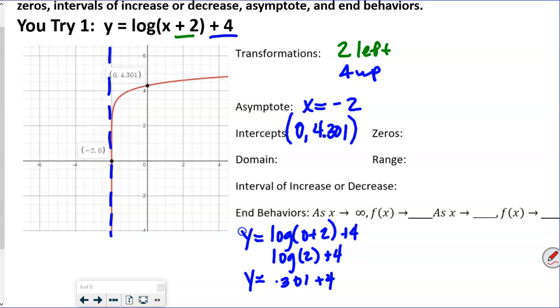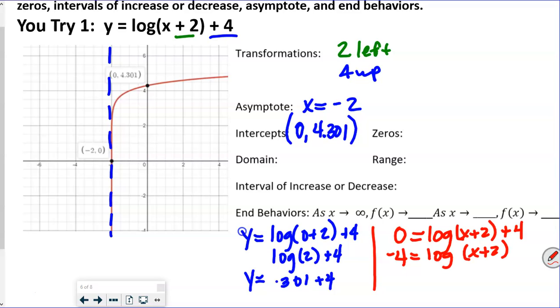Now we want to talk about our zero. Okay, so our zero, we're going to put 0 in for y and solve for x. So this is going to be 0 equals the log of x plus 2 plus 4. So we're going to subtract that 4 again. So we're going to be -4 equals log of x plus 2. Now remember, we got a base down here of 10. Again, remember that? So if there's no base there, we give it the base of 10. So we're going to take 10 to the -4th, and that's going to be equal to x plus 2.